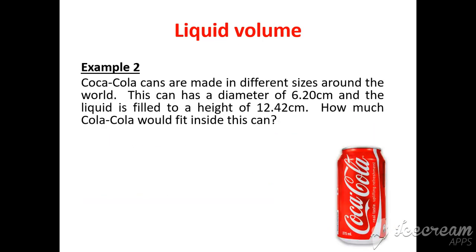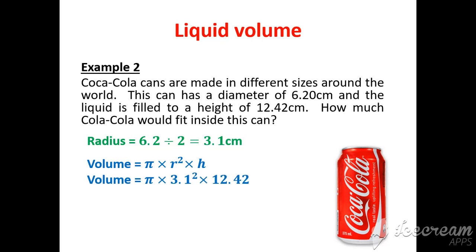Right, number 2, Coca-Cola cans are made in all different sizes from around the world. This can, from somewhere around the world, has a diameter of 6.2 centimeters and the liquid is filled to a height of 12.42 centimeters. So we're going to work out how much Coca-Cola would fit inside the can. First of all, let's work out the radius. The radius is worked out by taking the diameter of 6.2 and dividing it by 2 to get a radius of 3.1 centimeters.